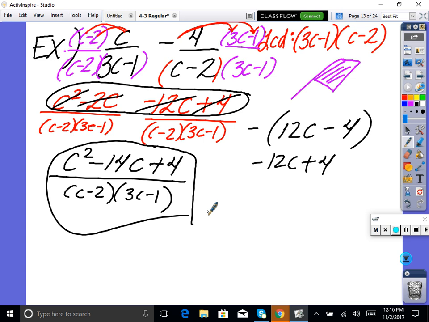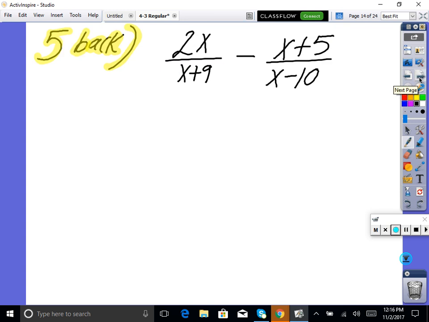Okay, let's do one off the worksheet. Go to the back, number 5. We're building up here to harder and harder. So here we go. Least common denominator. Can you tell me it right off the bat? Yep, x plus 9, x minus 10. There was nothing in common, so yes, in this one we did have to multiply by each other's denominator.